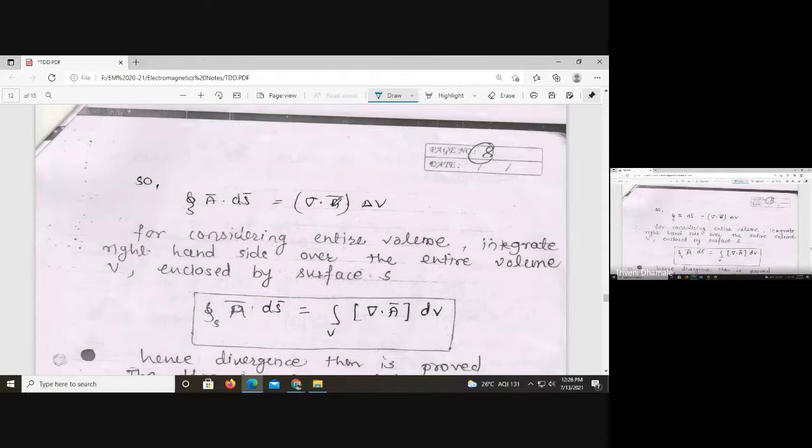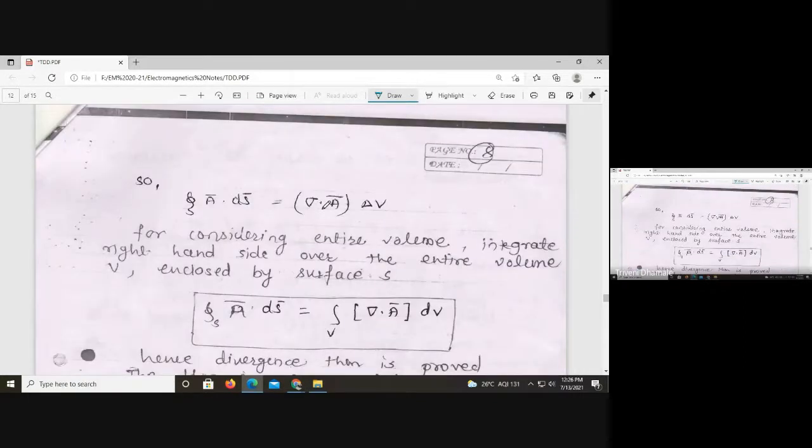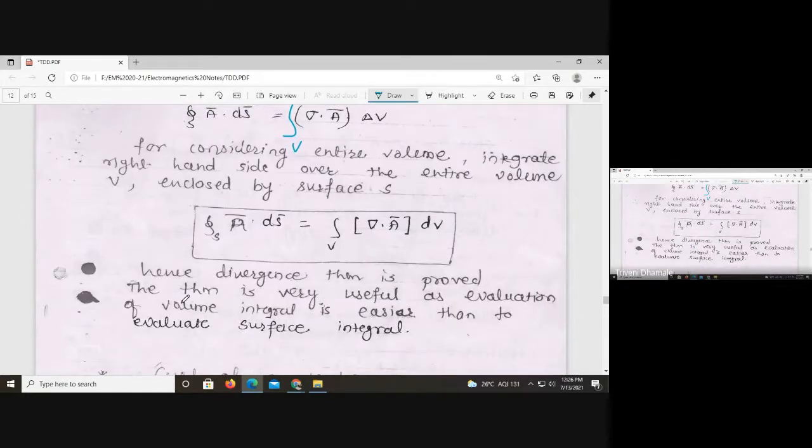divergence of A bar and delta V. This delta V is as it is for the complete, ये सिर्फ है divergence. तो ये हुआ. तो for considering the entire volume, integrate the right hand side over the entire volume V enclosed by the surface S. तो यहाँ पे मैंने integration डाला for all complete volume, तो मुझे मिला मेरी divergence theorem. Hence, the divergence theorem is proved.